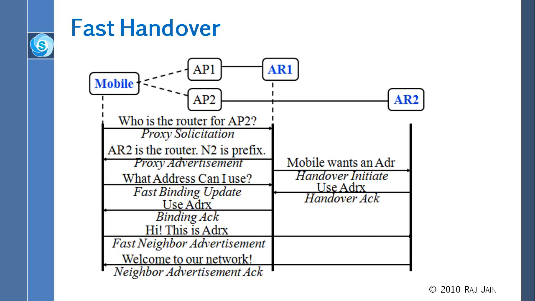Now it will not know anything about the next subnet until it goes there and says, well, what is your subnet address, and give me an address, and so on and so forth, right? That would really break the connection. It will take a long time. So the fast handover is that you can ask that question from access point 1. Because you're talking to access point 1, before you go to access point 2, you could ask access point 1, who is the router for access point 2?